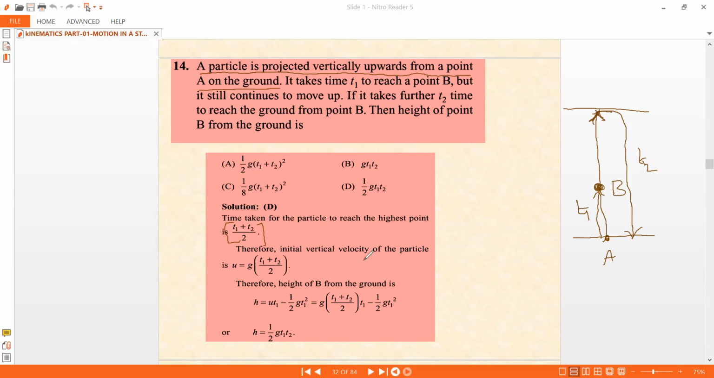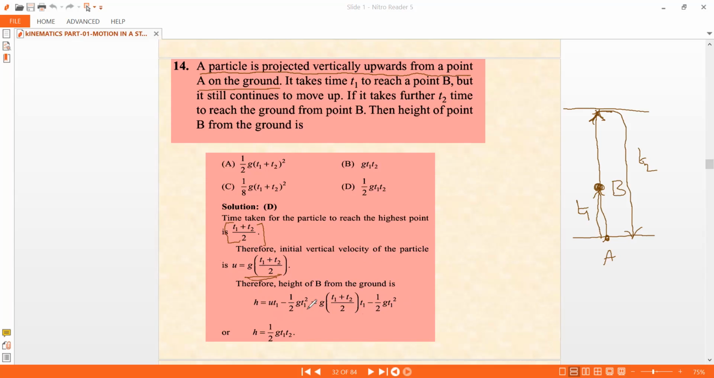the initial vertical velocity of the particle u is equal to g times that time. You can use the equation v = u + at. Using that, and therefore the height of B from the ground, h, is equal to ut1 minus half g t1 squared. So you can substitute this one in this and then calculate. That is one way of doing it.